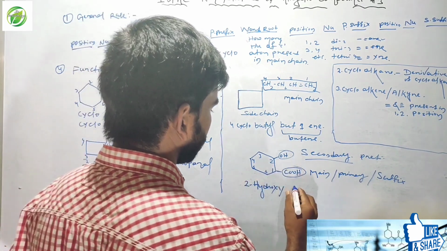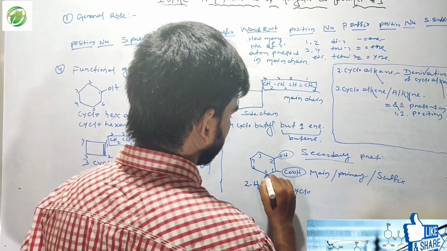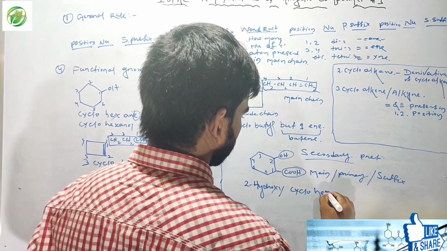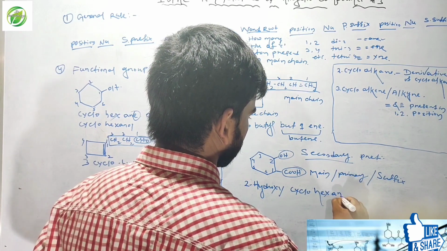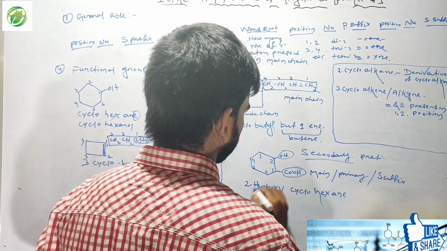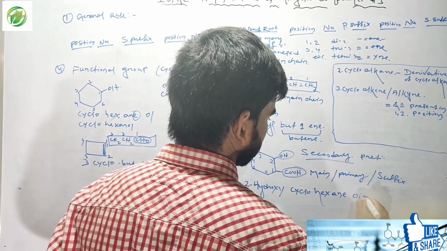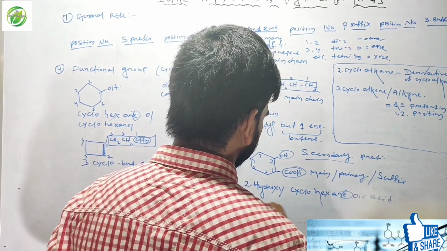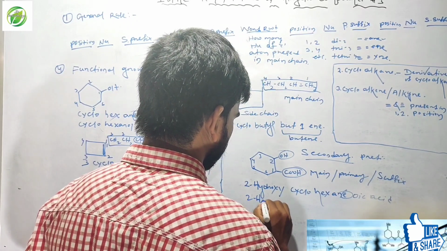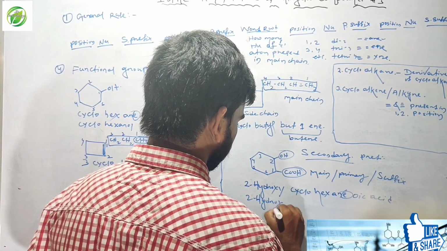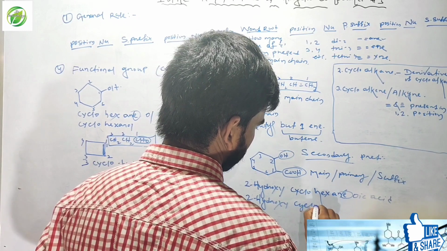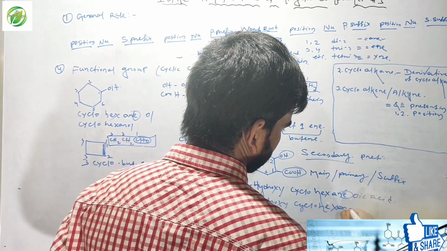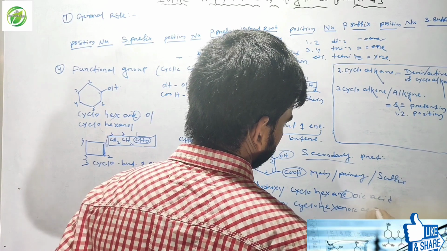That is cyclo. For 6, we use hex-ane. For the acid, omit E, that is hexanoic acid. 2-hydroxy cyclo hexanoic acid.